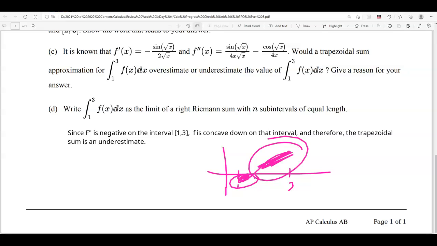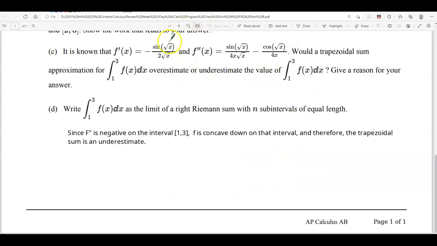Or I guess they could be really mean and ask you to find where it crosses the x-axis and then figure it out. But I don't know, I think that's kind of pushing it, honestly. I think this was more than enough. So that's part C. Let's go ahead and move on to part D.